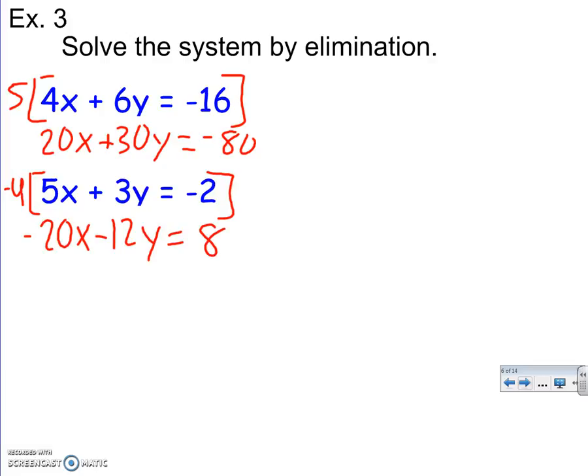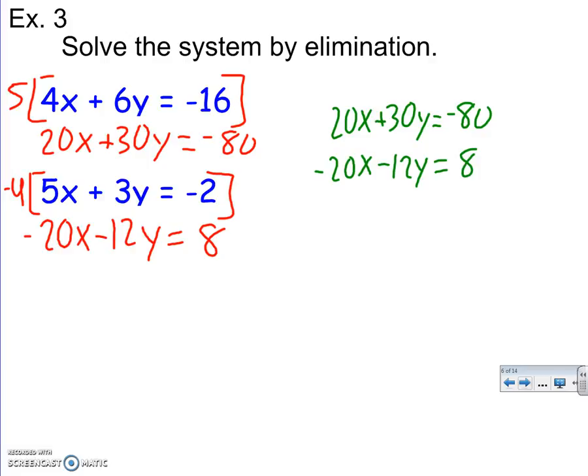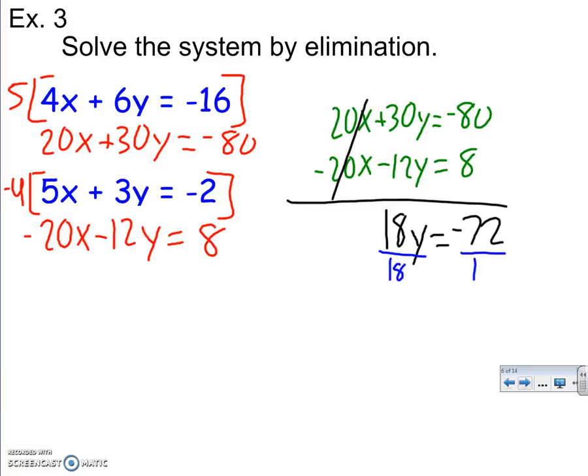So as you can see, we have two brand new equations. We have 20x plus 30y equals negative 80. Negative 20x minus 12y equals 8. The nice thing about elimination is all you do is add straight downwards. Keep the sign normal. So 20x minus 20x is 0. They cancel out. Positive 30y minus 12y is positive 18y. Negative 80 plus 8 is negative 72. And I solve that. All I do is division. One step. Y equals negative 4.